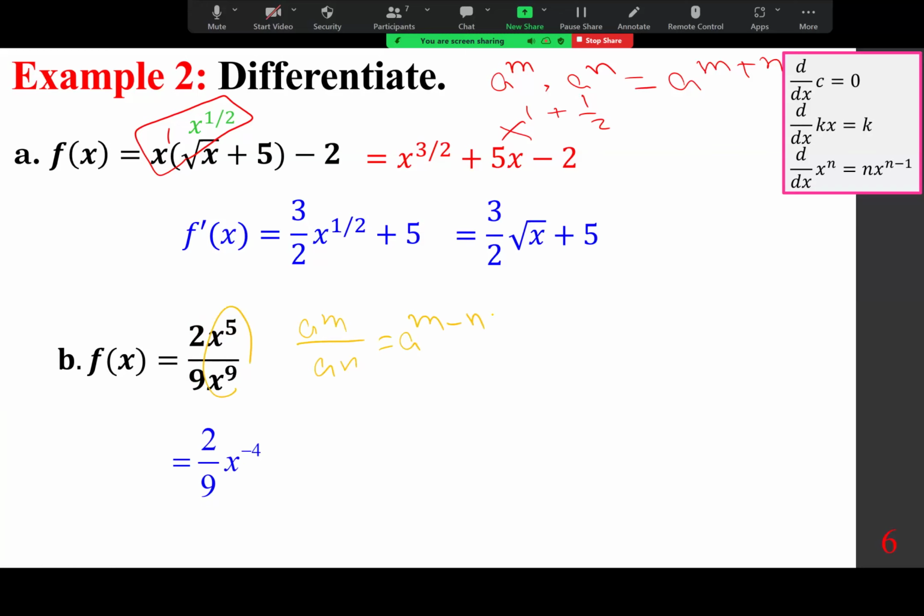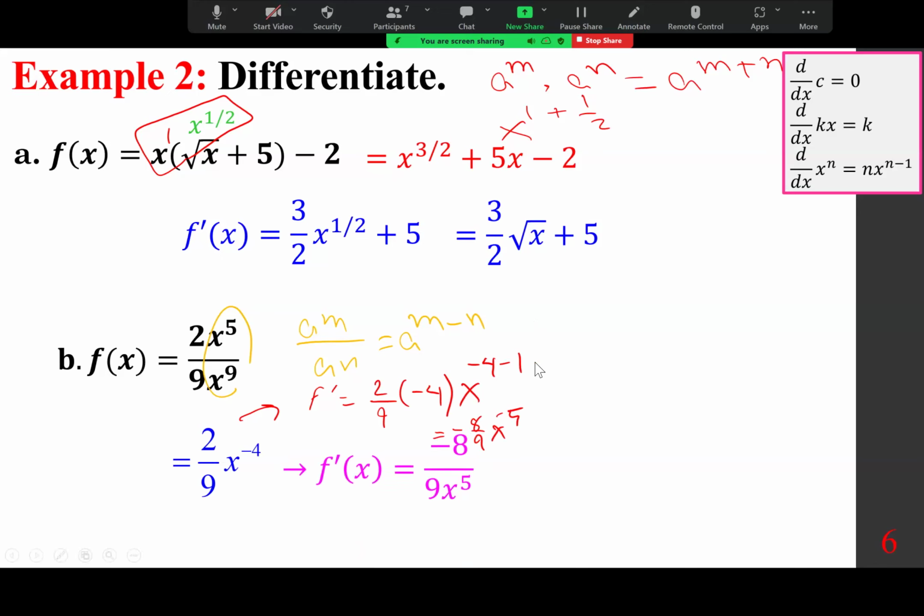And now 2 over 9 times negative 4. So let me show you how it's going to work. F prime is 2 over 9 times negative 4 x to the power of minus 4 minus 1, which is negative 8 over 9 x to the power of minus 5, and it becomes minus 8 over 9 x to the power of 5.